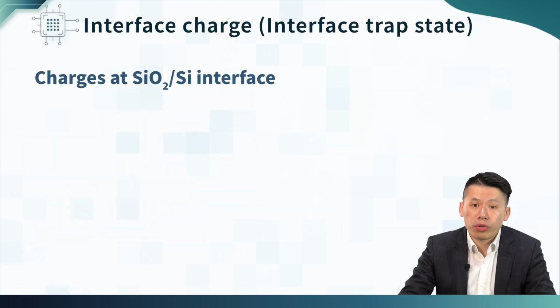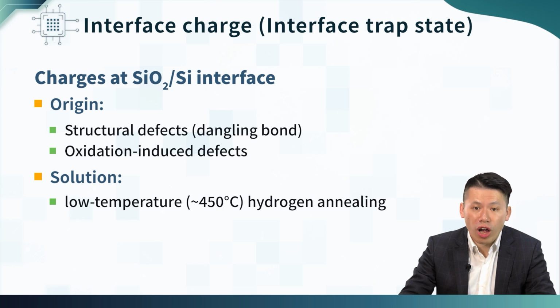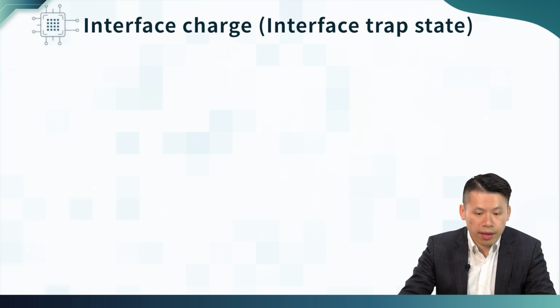So first, when we talk about interface charge, or sometimes we also call it the interface trap state, it is mainly the charges at the silicon dioxide silicon interface. So the origin can be structural defects, for example, dangling bonds, or oxidation-induced defects. And the possible solution for the conventional silicon device is low temperature hydrogen annealing to try to decrease the interface charge.